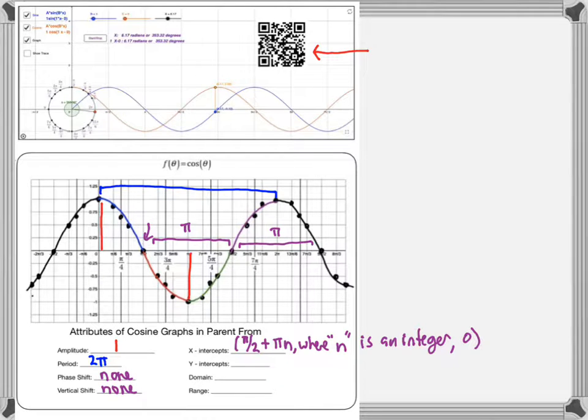And the y-intercept is going to be 0, 1. The domain is negative infinity to positive infinity. And the range is going to be just like sine, negative 1 to positive 1, including those. Okay, so in the video coming up next, we're going to take a look at graphing cosine.